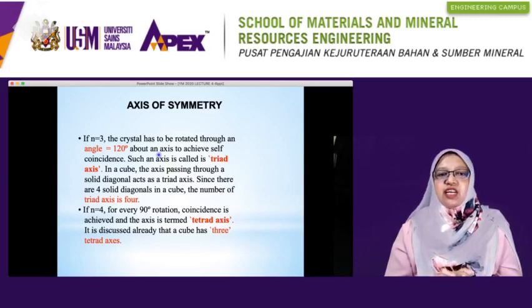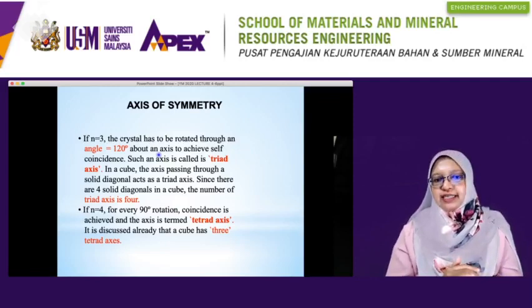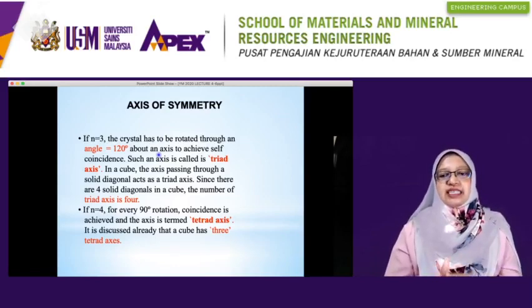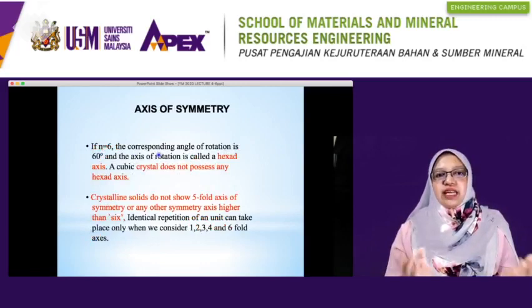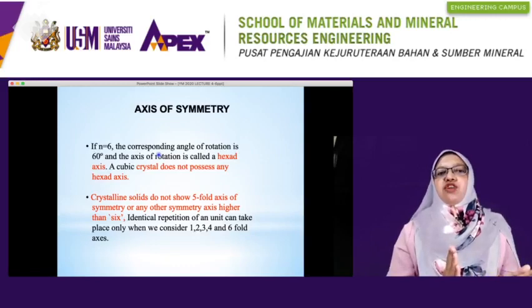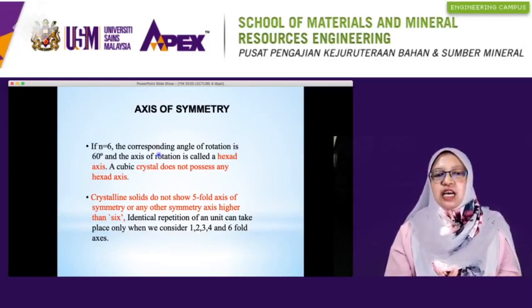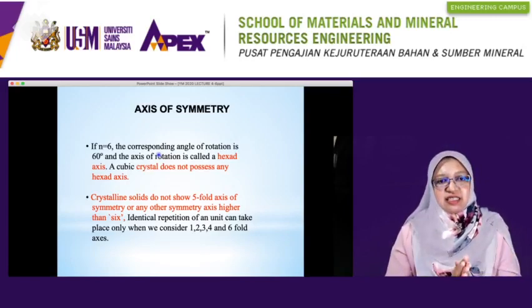And finally, if n equals 4, as we saw earlier, the crystal has to be rotated 90 degrees, and this is what we call tetrad axis. It is discussed already that a cube has 3 tetrad axes. And if we have n equals 6, the corresponding angle of rotation is 60. 360 divided by 60 degrees will give you n equals 6 or 6-fold. This is what we call hexad axis. A cubic crystal does not possess any hexad axis.